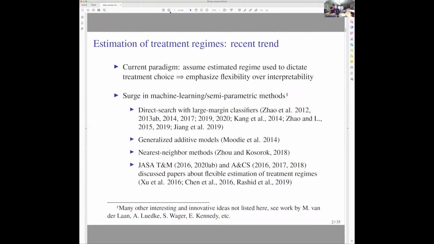I first wanted to talk about the state of the field for 2 slides, and then just to give a little bit of perspective on where we're coming from. So the current view, or at least a predominant view, is that we're going to take data and we're going to estimate a treatment regime, and then we're going to deploy it to make decisions in the population. So the idea is we estimate some kind of rule, and then that rule is used to assign treatments to patients. And if you take that perspective, then you really focus a lot on maximizing the performance of the rule that you estimate.